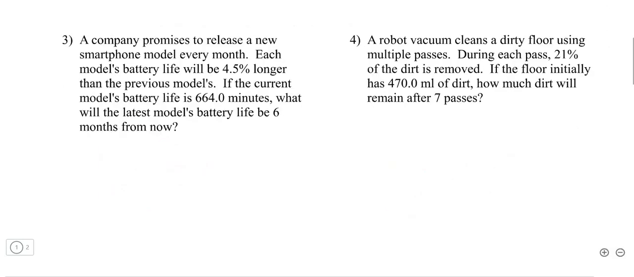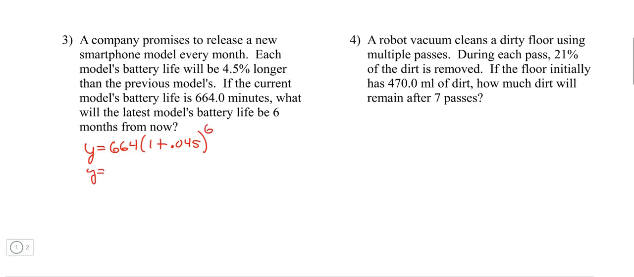A company promises to release a new smartphone model every month. Each model's battery life will be 4.5% longer than the previous models. If the current model's battery life is 664 minutes, what will the latest model's battery life be 6 months from now? Okay, so again, this is a percent of increase. Our initial amount is 664, so y equals 664 times 1 plus 4.5% as a decimal is 0.045 to the 6th power.